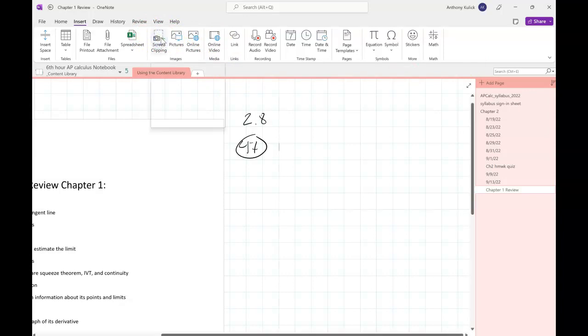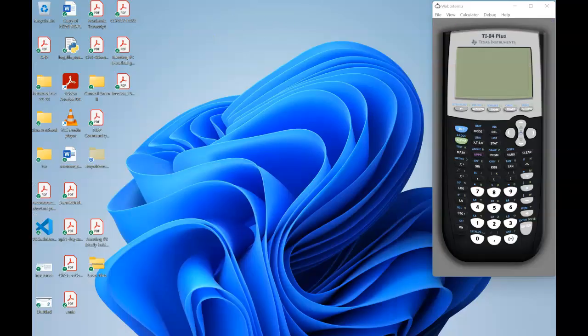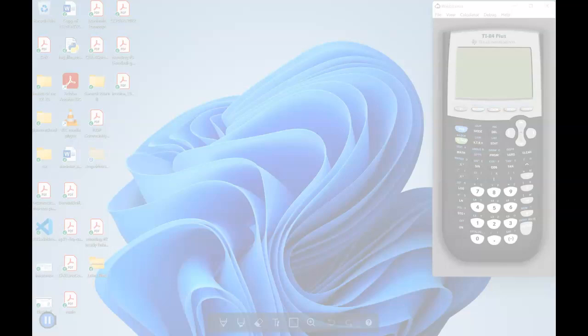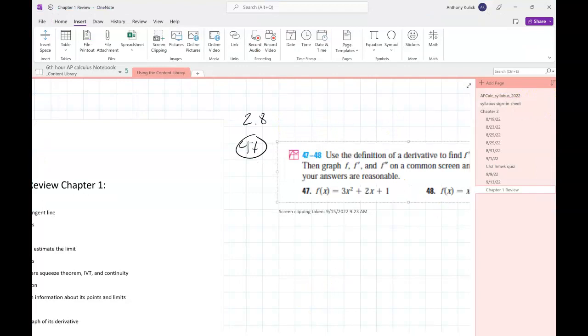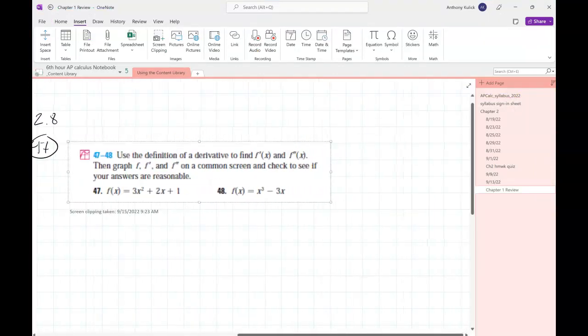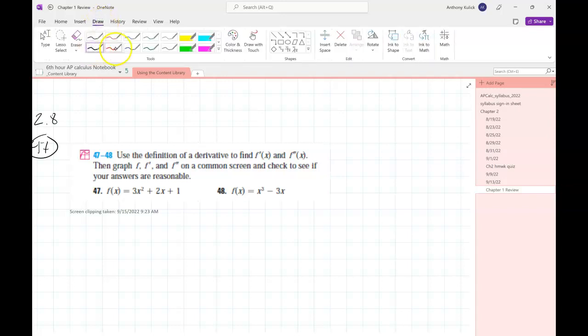Okay. I'm going to start doing these screen clippings, I think, for the homeworks, because I think it'll just be kind of easier for everybody. All right. Use the definition of the derivative to find f prime, f double prime, and then graph them on a common screen and check if your answers are reasonable. Okay. I'm probably going to skip the graphing part.